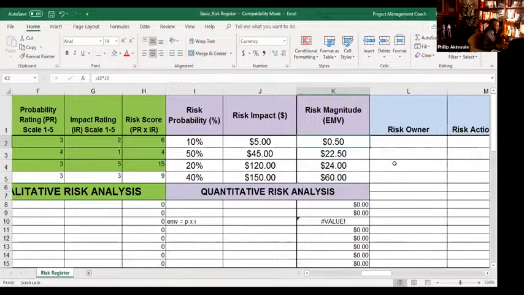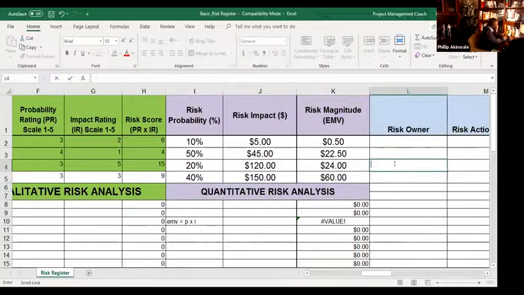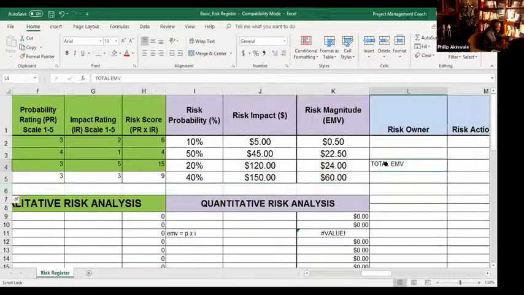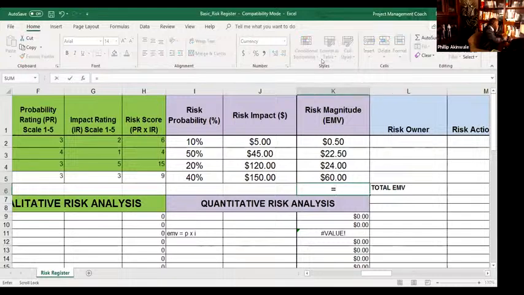Okay? Now, I'm making it very simple just to explain the concept in a way you can understand it. Otherwise, you have to go learn the Monte Carlo. All right? So let's just call it the total EMV. And let's say I was able to put that down here. So if I had some sort of total EMV amount, you would do this for all the risks, and then you will sum them up.